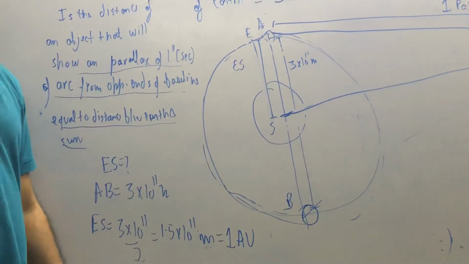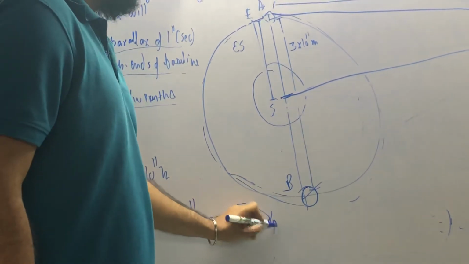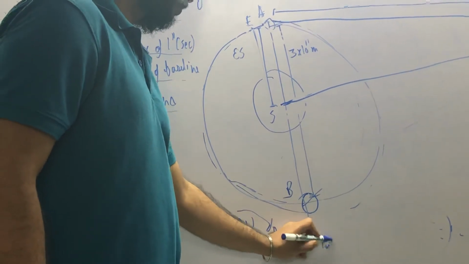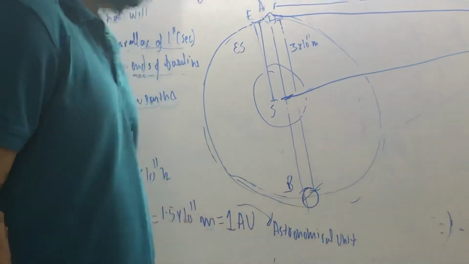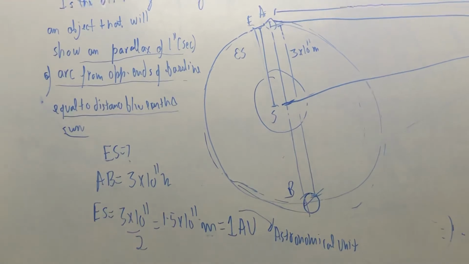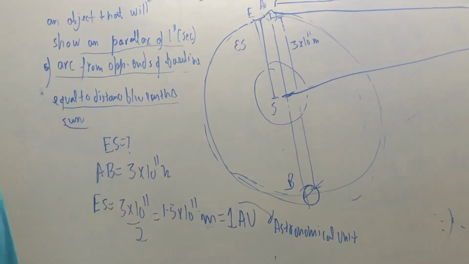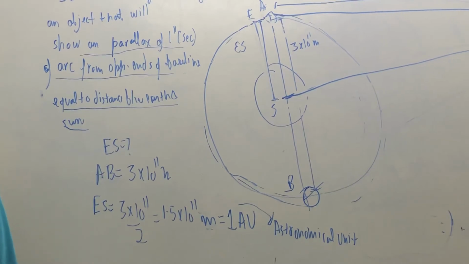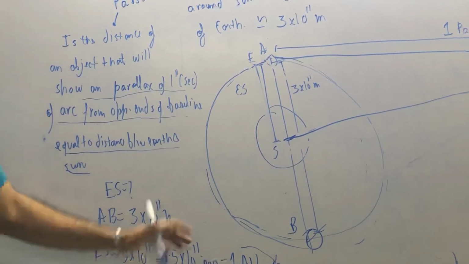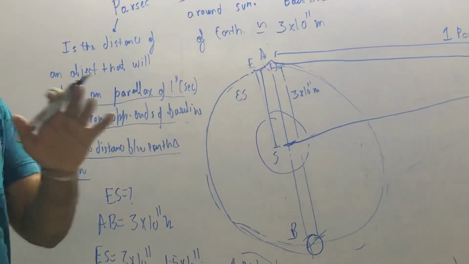What is the meaning of AU? AU is basically astronomical unit. AU is basically 1 astronomical unit. So what is the definition of parsec? Basically 1 parsec is the distance at which the distant object, whatever it is, star or anything, subtends an angle of 1 second on 1 astronomical unit. This length is known as 1 astronomical unit. No need to write baseline or anything.